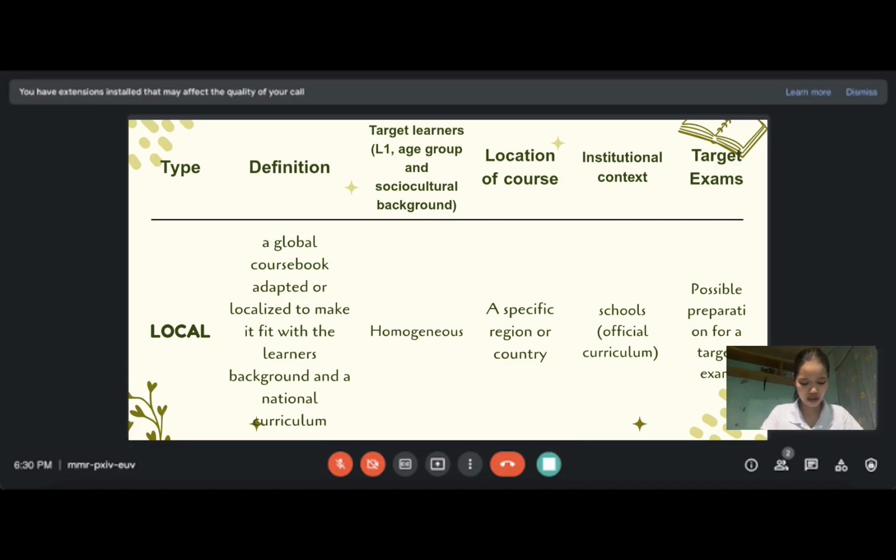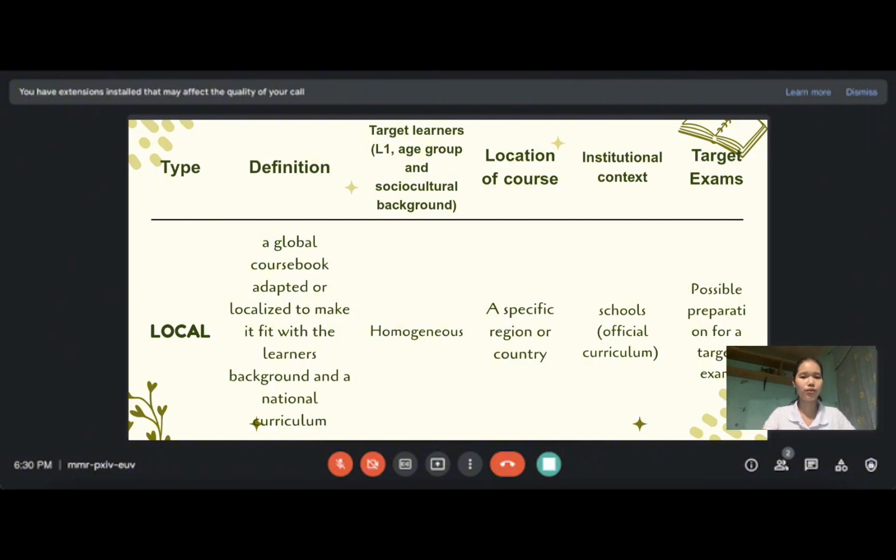Now for the local, the target exam could be the NAT, or National Achievement Test. Filipino learners, specifically, are using a localized textbook, for example the English textbook published by Phoenix Publishing. They're using that, and it cannot be used in other countries because the material written there is only for Filipino learners. And that's it for the context of use of the two different types of course books.